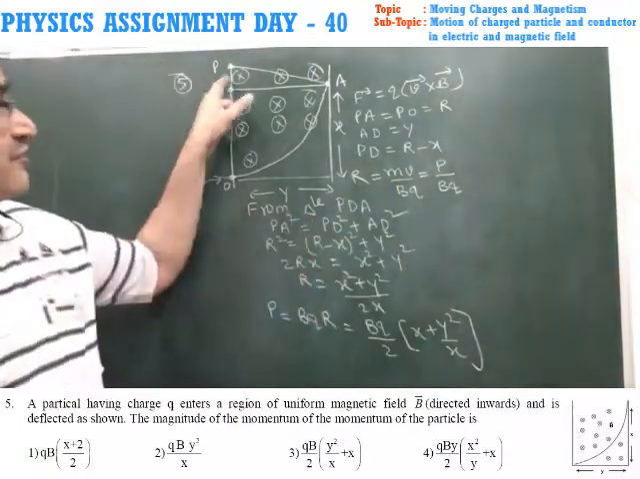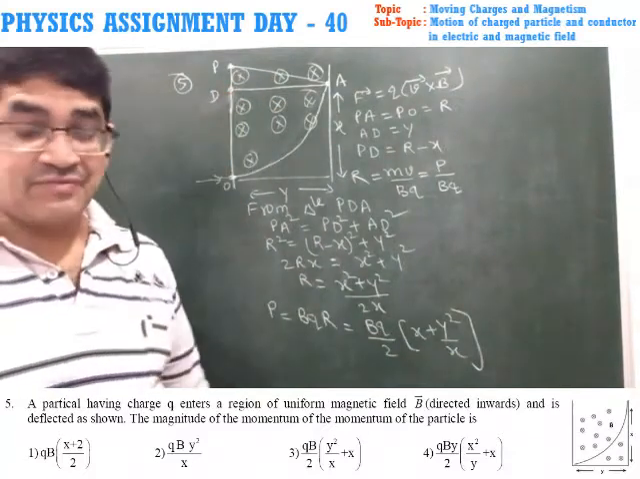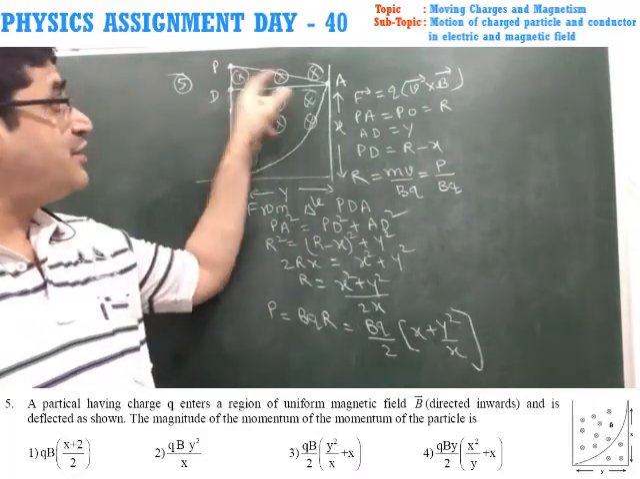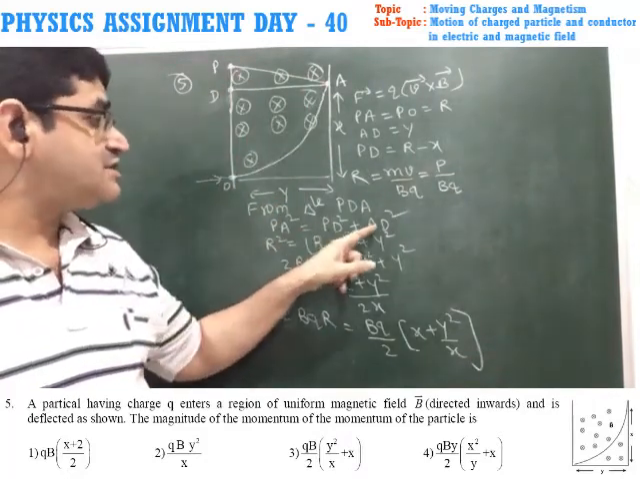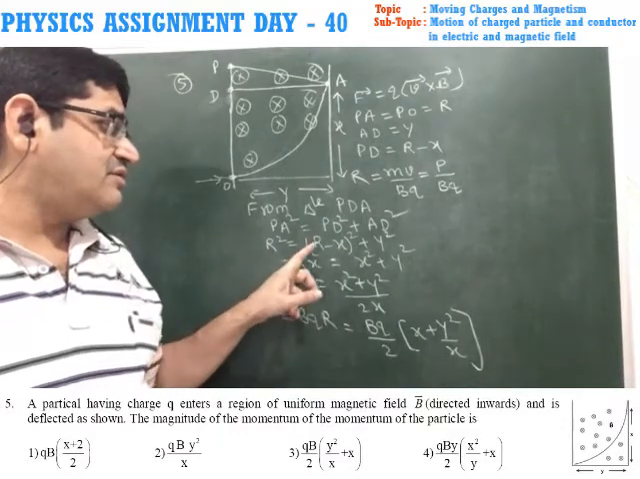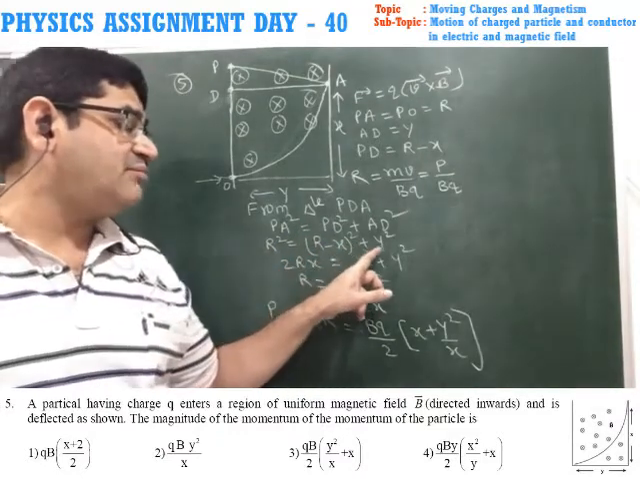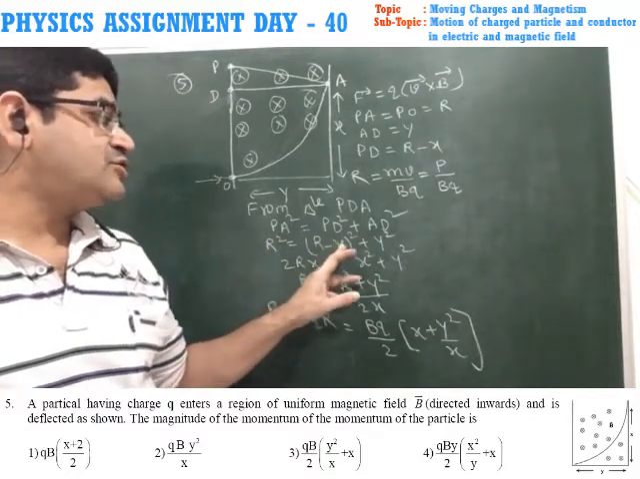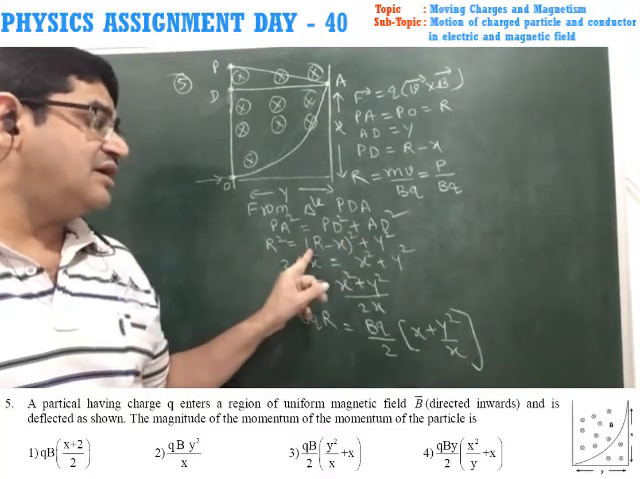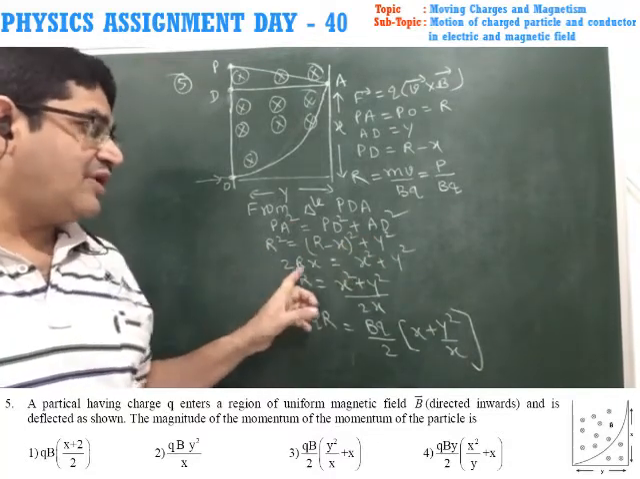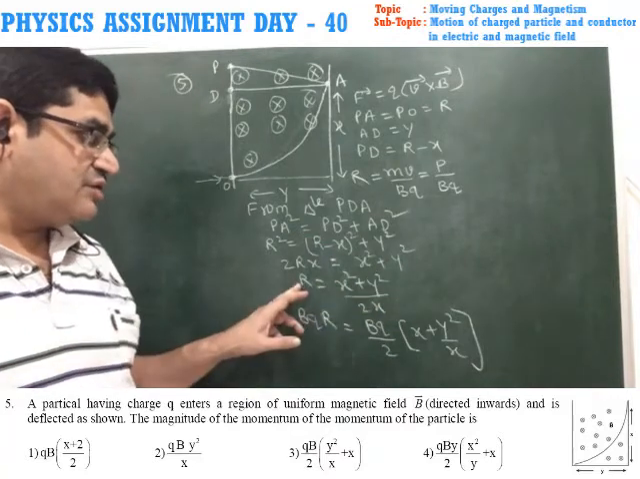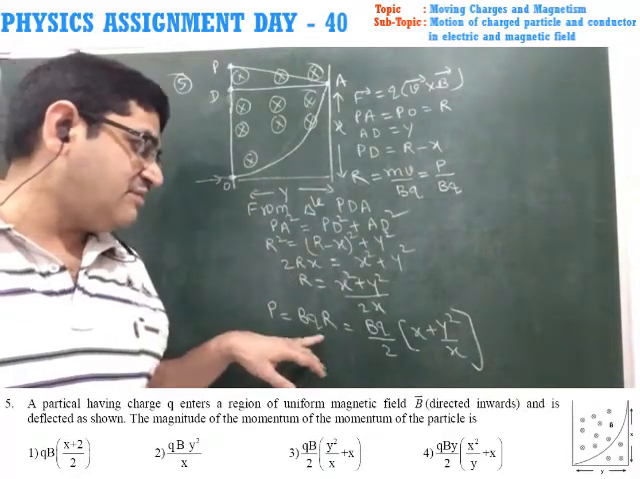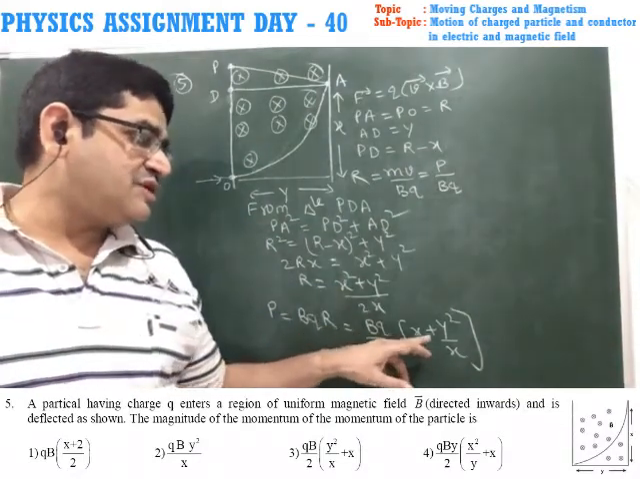My point is, from this triangle PDA, this is a right angle triangle. So can we say hypotenuse square, PA square, equals PD square plus AD square. So you will get R square equals (R minus X) whole square plus Y square. Solving, R square equals R square plus X square minus 2RX plus Y square. R square gets cancelled, minus 2RX comes this side, 2RX equals X square plus Y square. So you will get radius R equal to (X square plus Y square) by 2X. So the momentum is given by BQR, which is BQ by 2 into (X plus Y square by X).